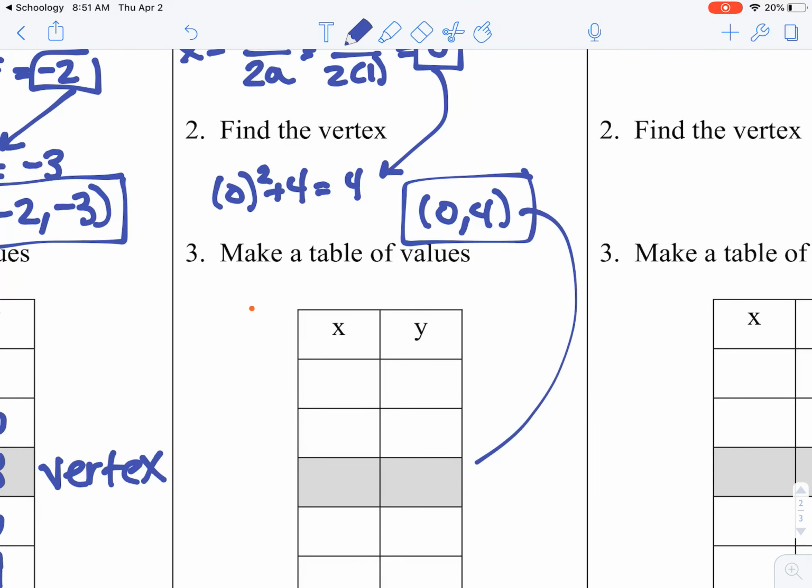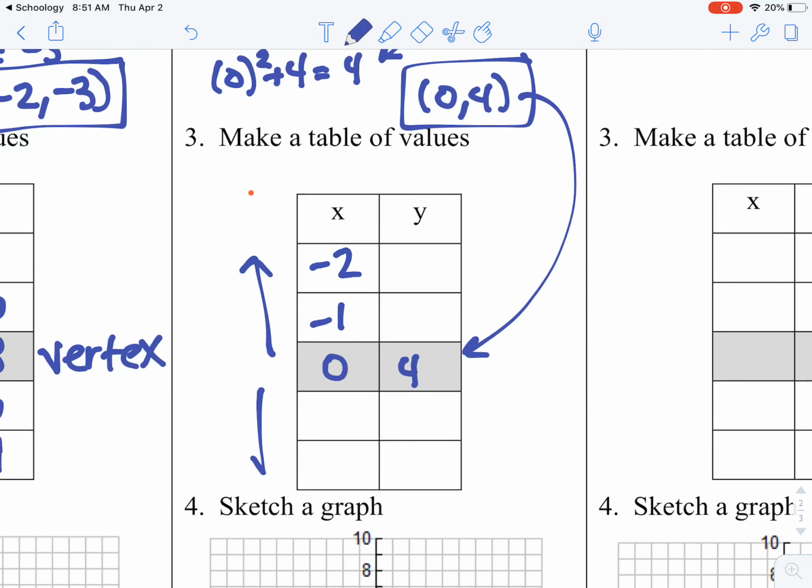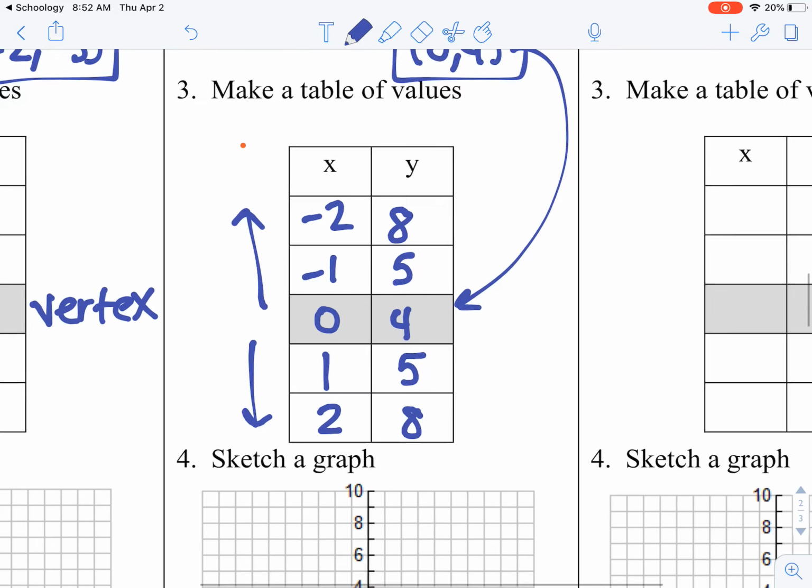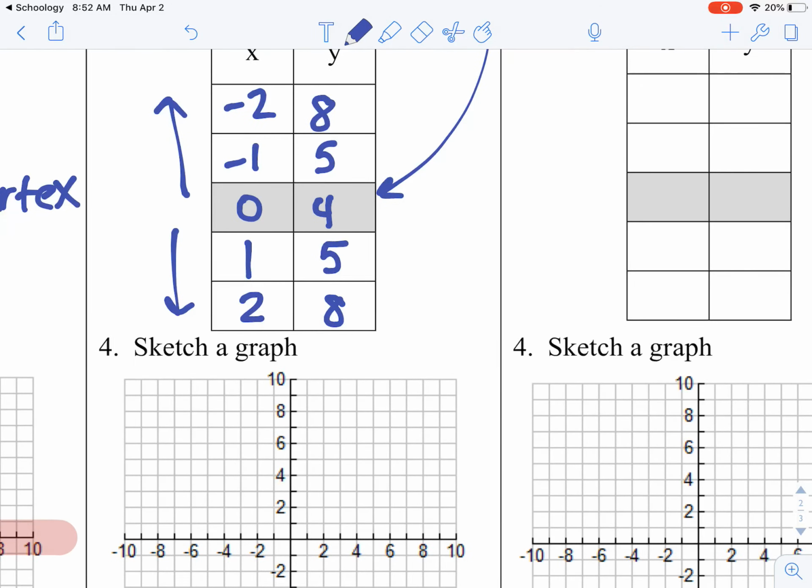So that vertex goes in the middle, 0, 4. 2 numbers smaller, 2 numbers greater. And we're going to substitute those numbers into our equation to get our points. We're going to graph our points: -2, 8, -1, 5. Get a graph.